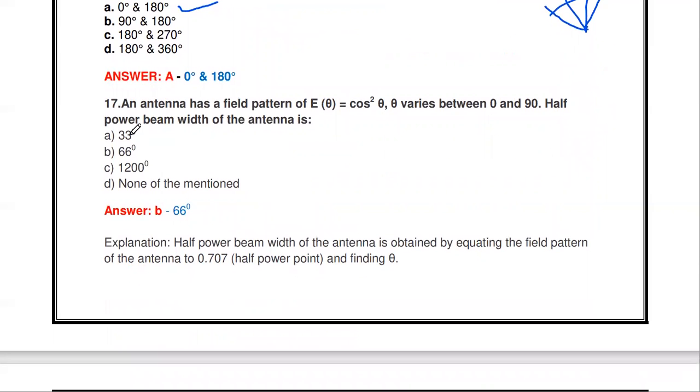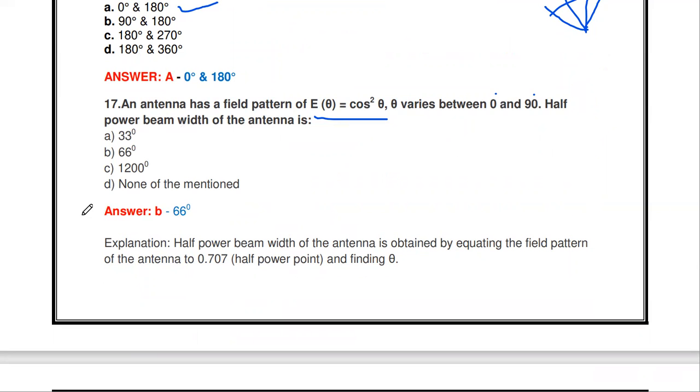Then the next one: the antenna has a field pattern of E of theta equal to cos squared theta, where theta varies from 0 degree to 90 degree. The half power beam width of the antenna is dash. The options are 33 degree, 66 degree, 1200 degree, none of the above. So 66 degree is the answer.